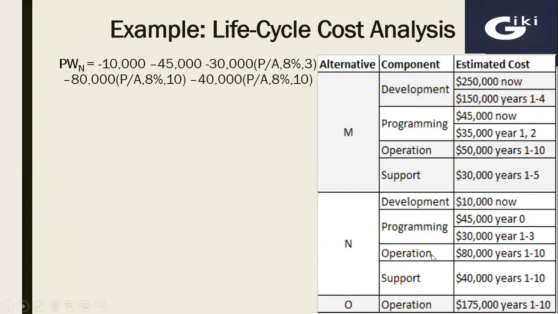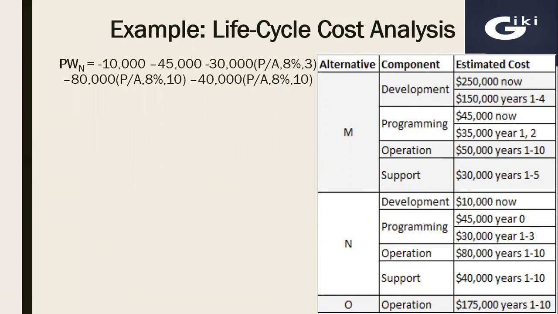Then in case of operations, 80,000 every year from first year to 10th year. So these are 10 annual payments and we need to convert them to present worth by using P over A factor for 8% and 10 years. And finally, in case of support component, 40,000 throughout 10 years. So these are also 10 annual payments. 40,000 times P over A factor for 8% and 10 years.